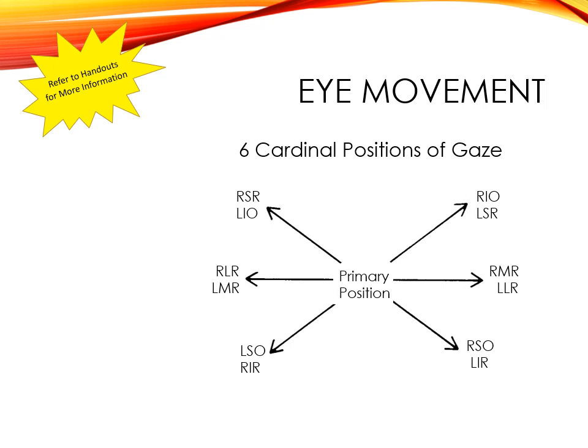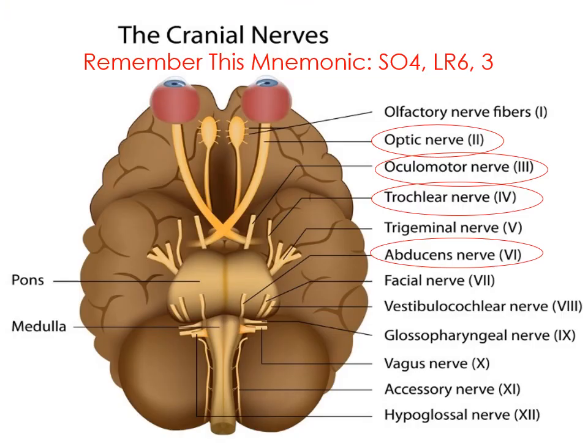There are 6 cardinal positions of gaze: up and right, right, down and right, up and left, left, down and left. The cranial nerves which pertain to ophthalmology are the 2nd cranial nerve, the 3rd, the 4th, and the 6th. The 2nd cranial nerve is the optic nerve. This is the nerve which sends light messages from the retina to the brain.